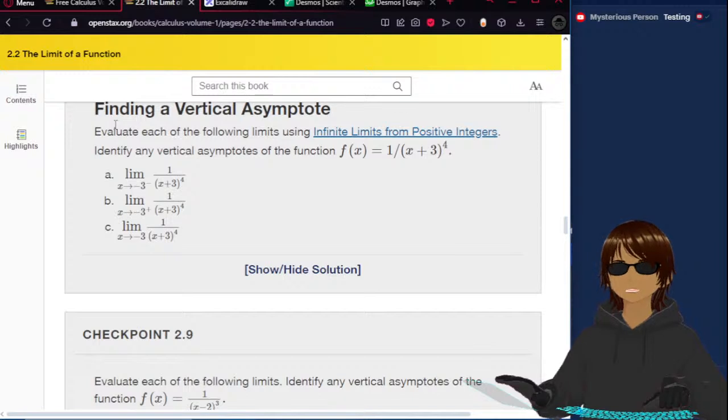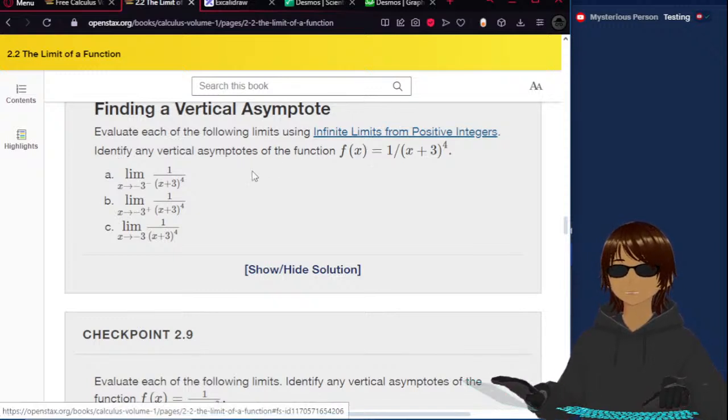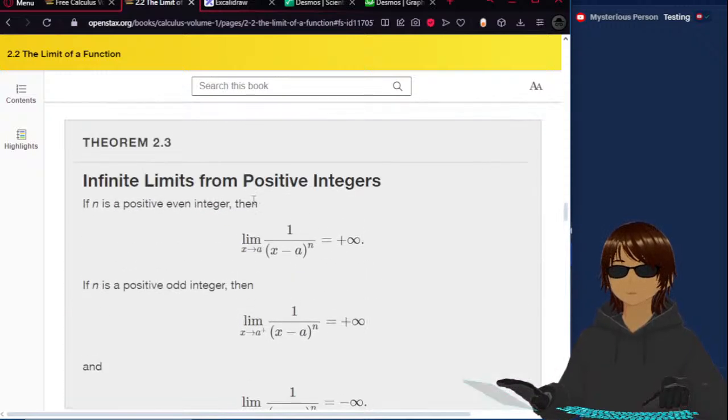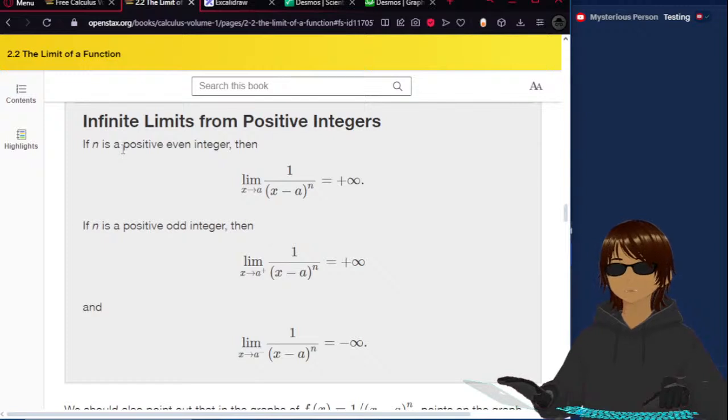Evaluate each of the following limits using infinite limits from positive integers. Identify any vertical asymptote in the following. What's this? Infinite limits from positive. Oh, I just read this.